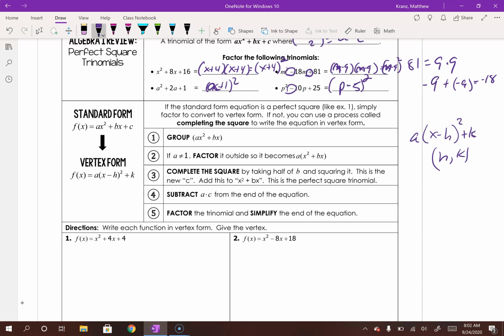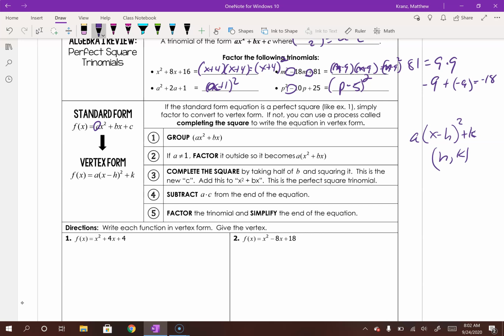So what we need to do is move stuff from standard form to vertex form by completing the square. The way we complete the square: if the first term, a, is not equal to 1, we have to factor it outside so it becomes equal to 1. And then we have to complete the square.